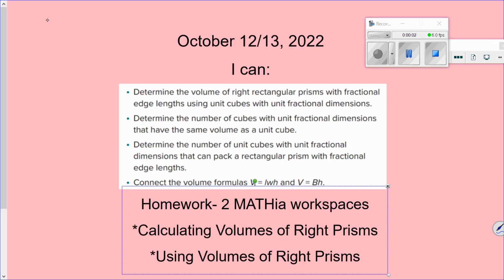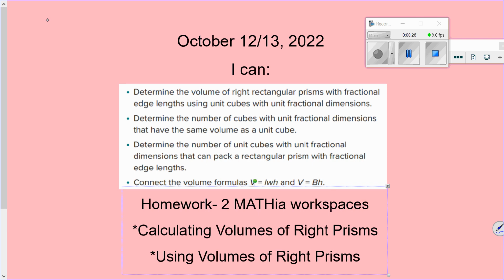Today, what we're going to do is move from area to volume. Our big deal on this is that we're just now adding another dimension. So determine the volume of right rectangular prisms with fractional edge lengths using unit cubes and unit fractional dimensions. We're going to introduce this concept of unit cubes as well. Determine the number of cubes with unit fractional dimensions that have the same volume as a unit cube.